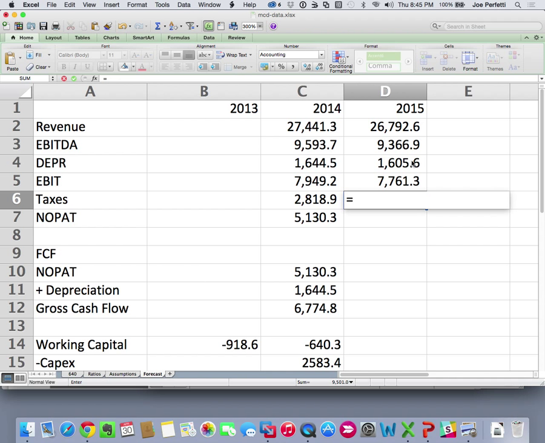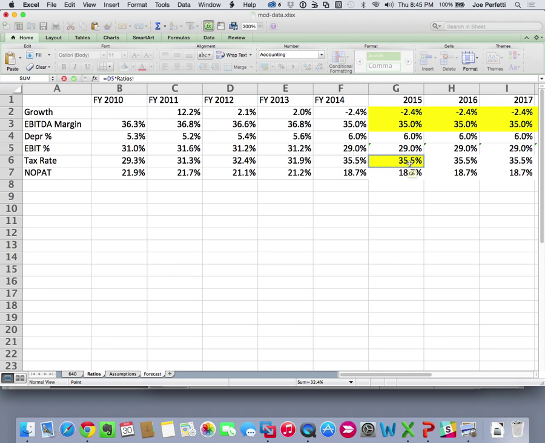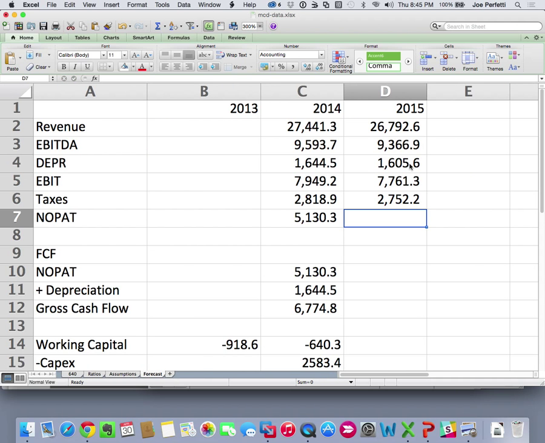Sorry, taxes equal my EBIT times my tax rate. And my NOPAT equals my EBIT minus the taxes that I pay. Everybody with me?